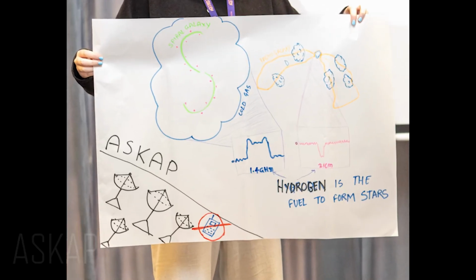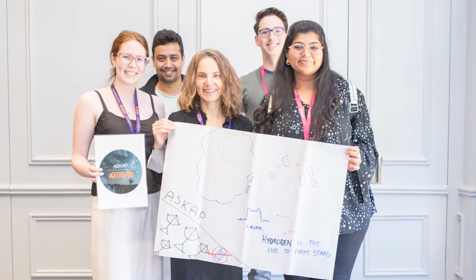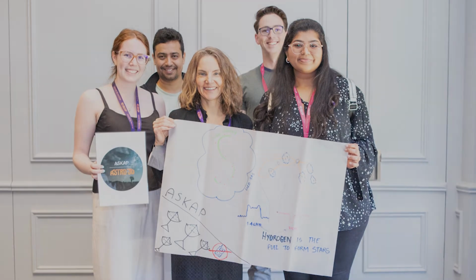Okay, so this is the ASKAP team poster. We've got the telescope down in the corner here, and no cell phones allowed because we don't like radio frequency interference. And then we've got two things we like to observe. We've got a spiral galaxy here, and then an AGN on the other side, and the emission and absorption spectra.